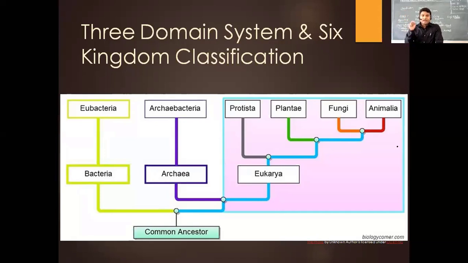Now three domain, six kingdom. What are the six kingdom? Eubacteria, that falls under bacteria domain. Archaeobacteria, that comes under archaea domain. And the protista kingdom, plantae, fungi, animalia kingdom, that is going to come under the eukarya domain. So these are the six kingdom classification system that are actually the current trend.